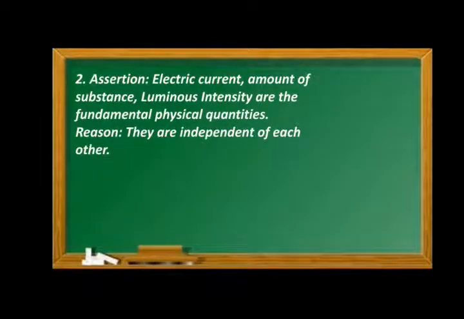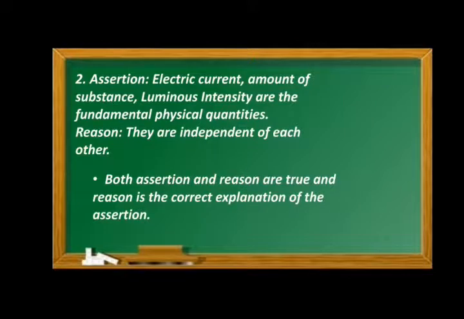Question number 2: electric current, amount of substance, luminous intensity are the fundamental physical quantities. That is given as the assertion. That is true. Reason, they are independent of each other. Even the reason is true. So both assertion and reason are true, and the reason is the correct explanation of the assertion.